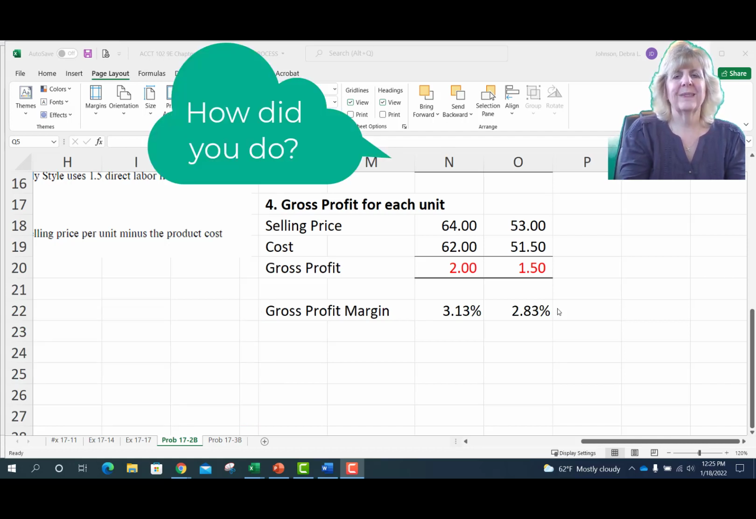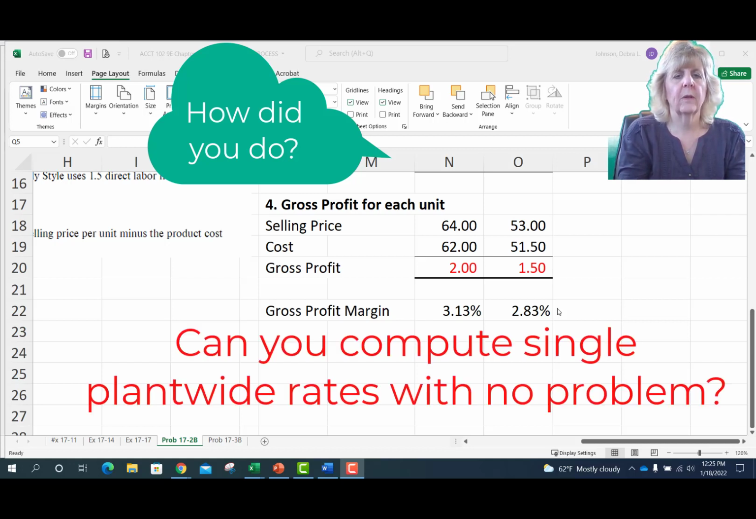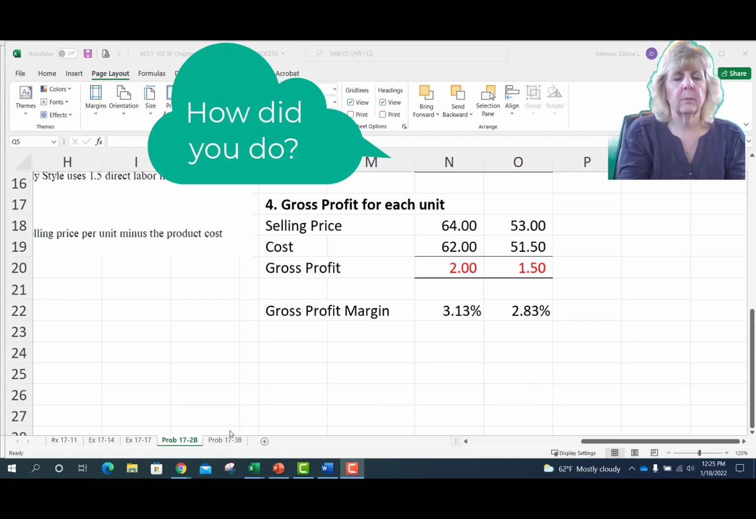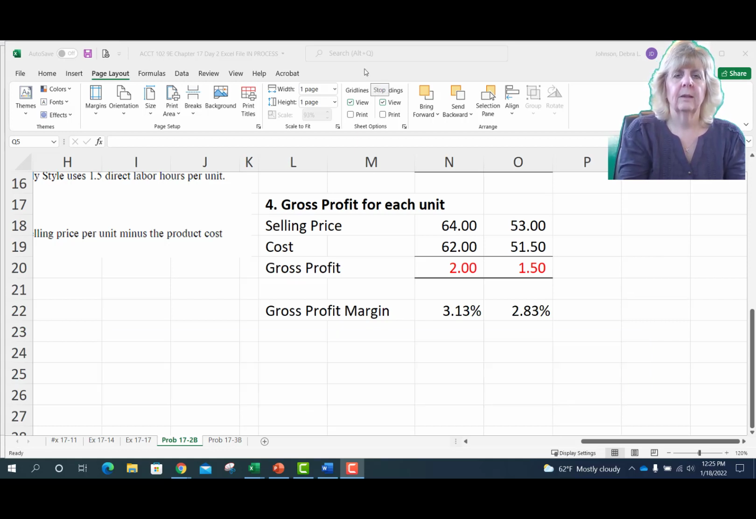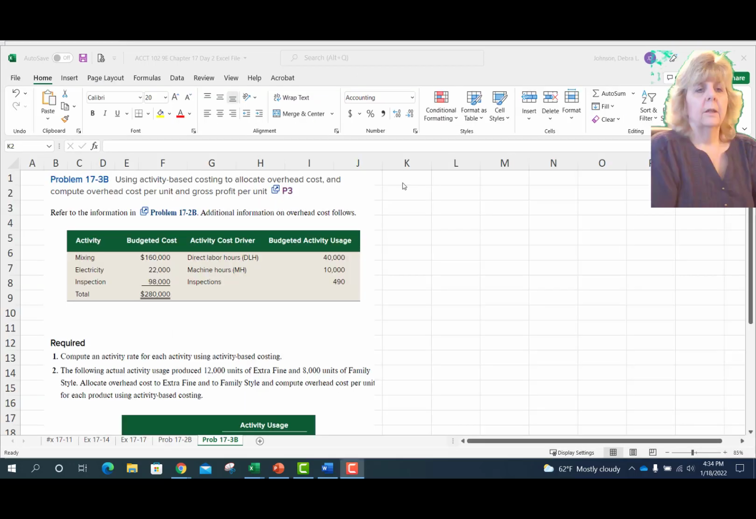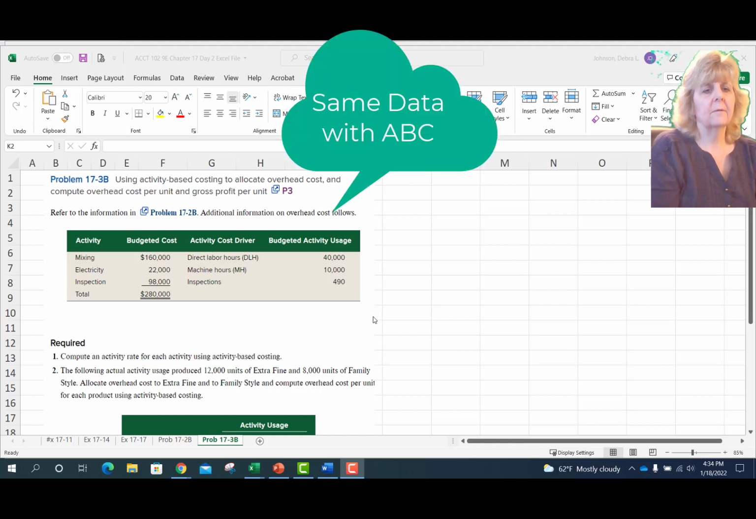Okay, how'd you do with the single plant-wide rate? I hope by now you feel really comfortable with that method. What you're going to see in our last problem is the activity-based costing method applied to the same data set that we just used. Let's go after it. Here we go with this final wrap-up problem. Same set of data, same set of facts, just using a different allocation method.